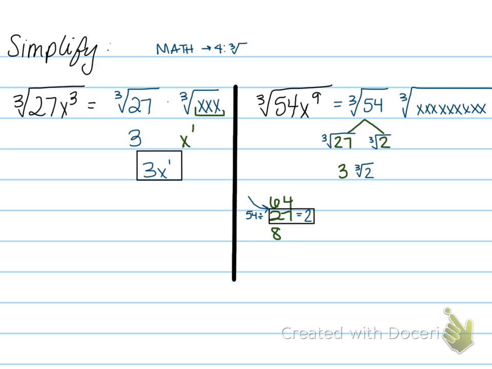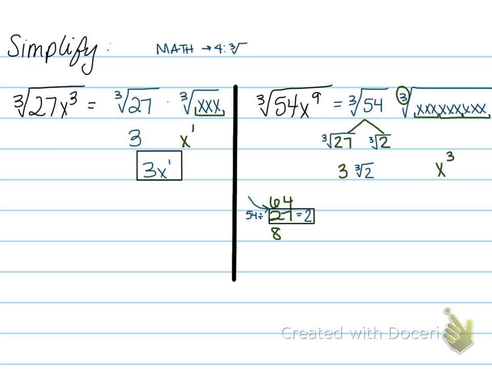There's nothing else I can do with the 54, so I'm going to move over to the x's. I'm dealing with cube root, so I need to do groups of 3. 1 group, 2 groups, 3 groups. So if I have a total of x to the third, I have nothing left over, so I don't need a cube root for this portion.